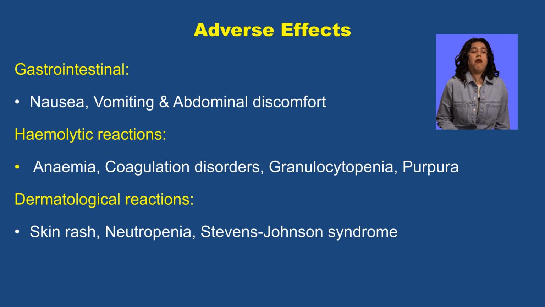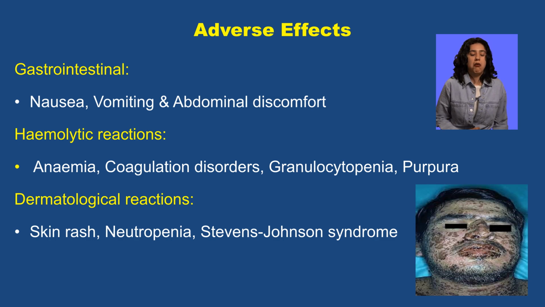Coming to dermatological reactions, just like sulfonamides, they also produce skin rashes, neutropenia, and specific adverse effects like SJ syndrome or Stevens-Johnson syndrome. Occasionally, they do produce CNS disturbances.